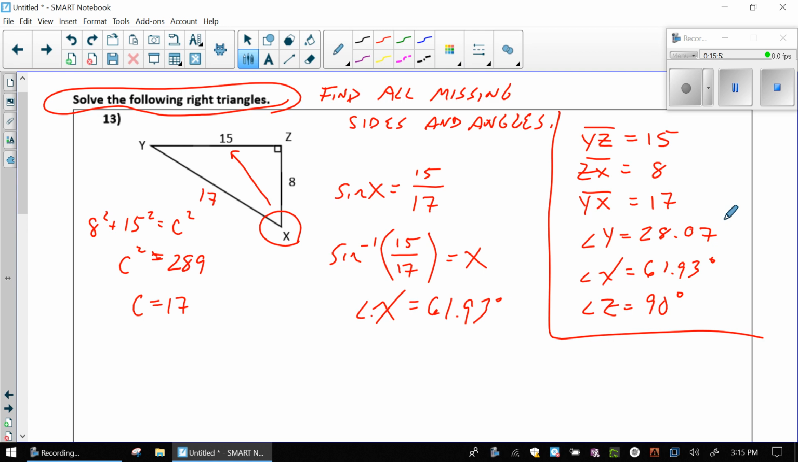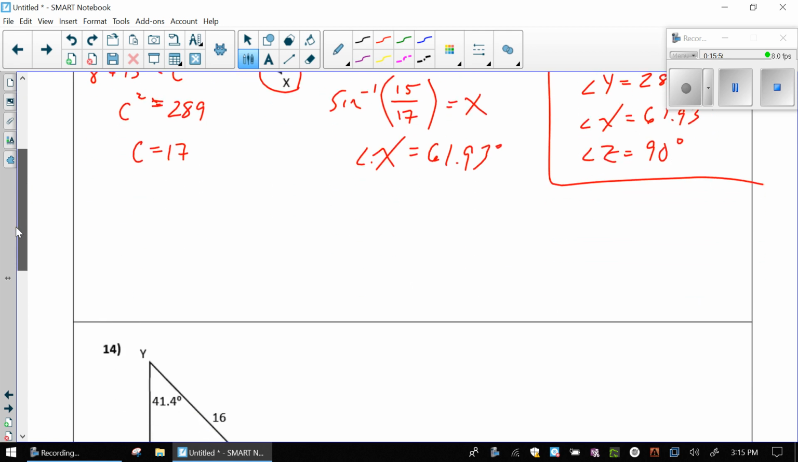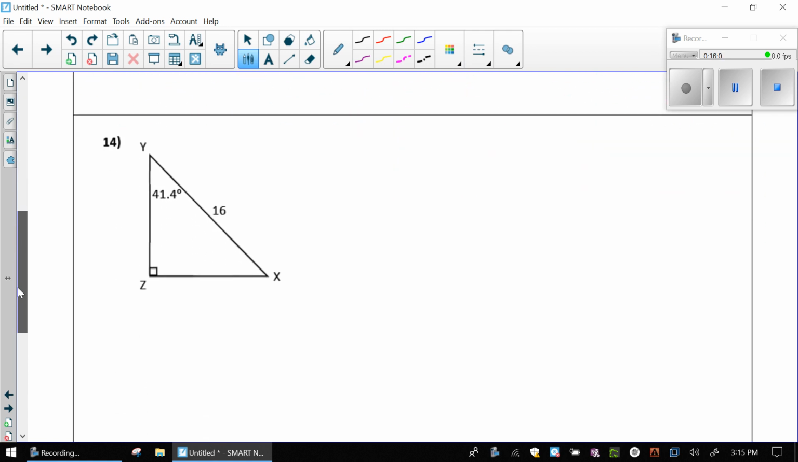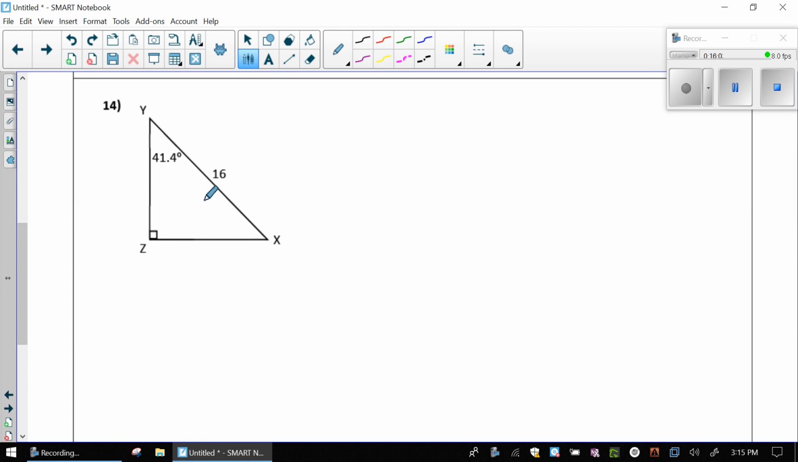So remember, that's all that means. And again, you can choose any trig function you want because we know all the sides. If you're limited on sides, then that's going to limit what trig function you can use. But similarly here, we can start by finding that missing angle. We know all the angles add up to 180. Subtract 180 minus 90 minus 41.4, and we can get this angle right here.